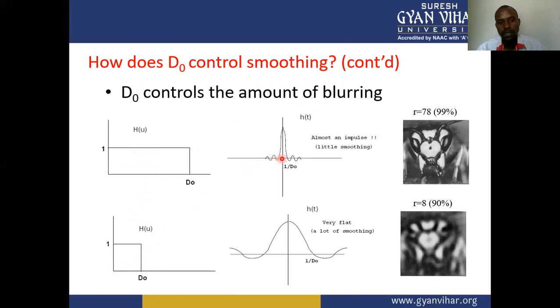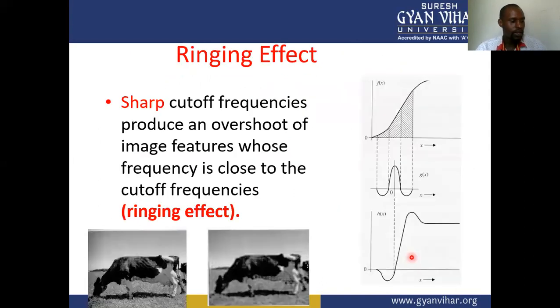When the radius is longer, you can see there is little smoothing. So when we have a larger radius, we get a much clearer image. But when the radius is smaller, we get a lot of smoothing and the image is very much blurred.